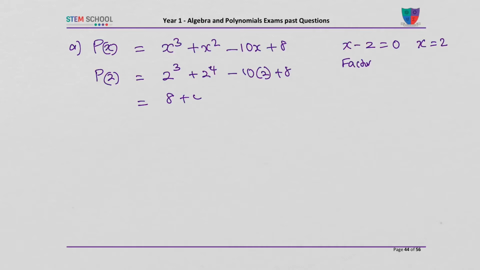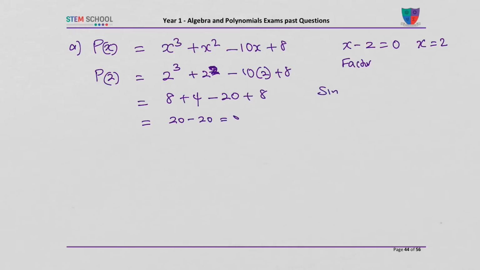That's 2 to the power 2, by the way. So 8 plus 4 minus 20, because 10 times 2 is 20, plus 8. I'm expecting to get 0. If it's a factor, p(2) has to be 0. So 8 plus 4 is 12, 12 plus 8 is 20, so 20 minus 20 equals 0.